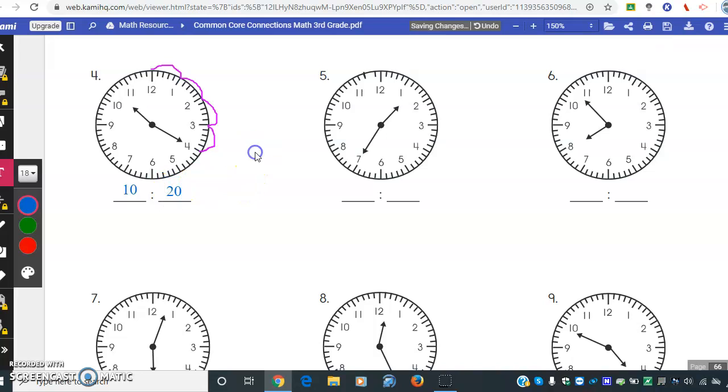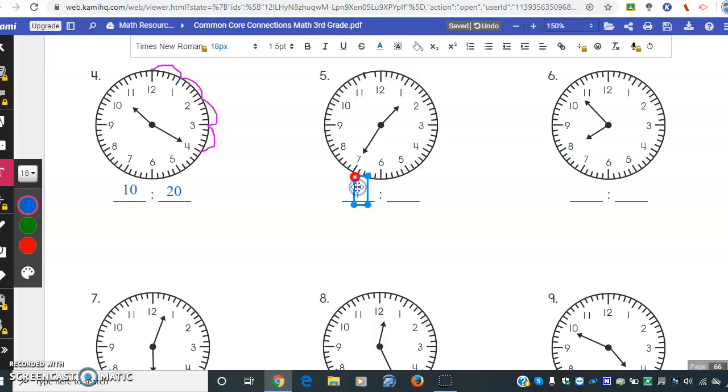Again, as soon as you feel confident, pause me, finish the rest on your own, and then play me again so you can check your answers. On to number 5, shorthand first. Shorthand is pointing between the 1 and the 2. It hasn't reached the 2 yet, so it is 1 o'clock.